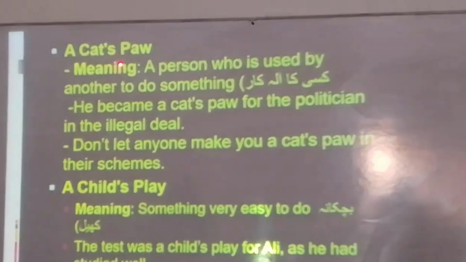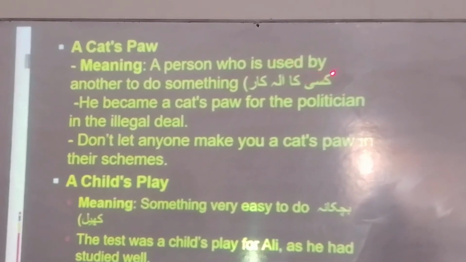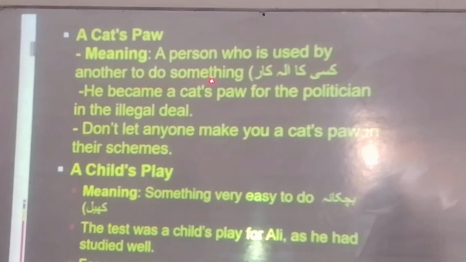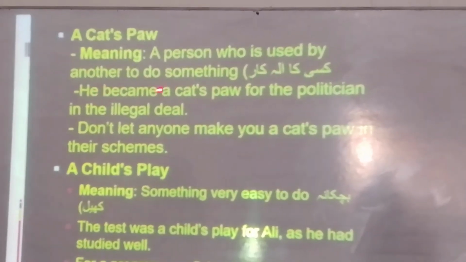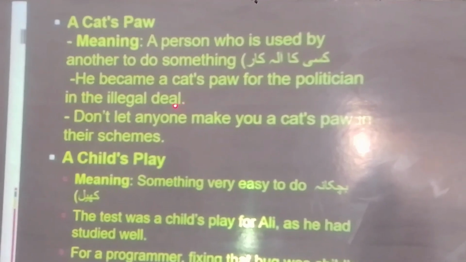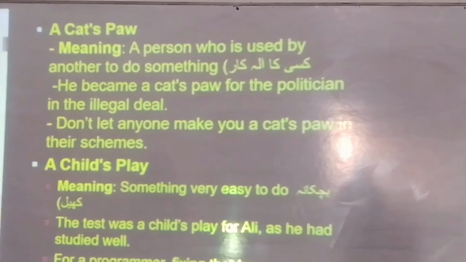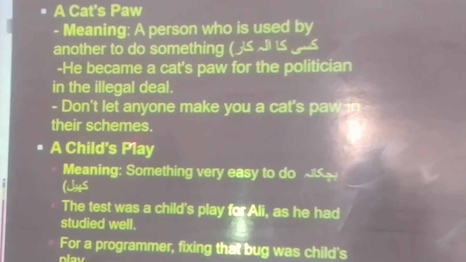Next one, a cat's paw, meaning a person who is used by another to do something. Clear? He became a cat's paw for the politician in the illegal deal. Next one, don't let anyone make you a cat's paw in their schemes.